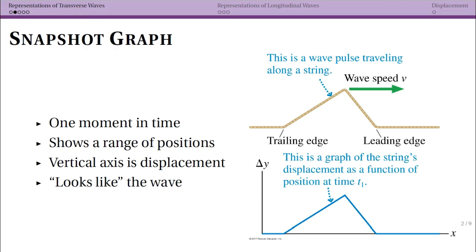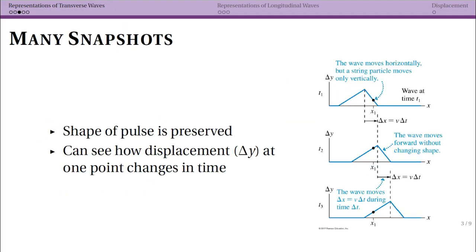But that's not the only type of plot we're going to make. We can now think about what multiple mini snapshots are going to look like. This is a different way of looking at that 3D plot, but instead of having time be on a different axis, we can just show multiple times. Note that again in this case we see that the shape of our pulse is preserved. It always looks the same. And you can then actually track one point, right?